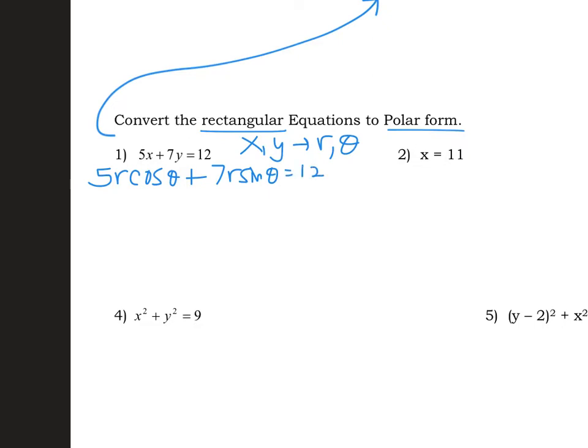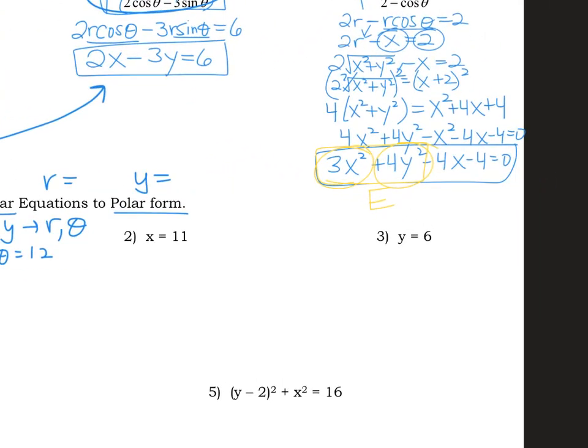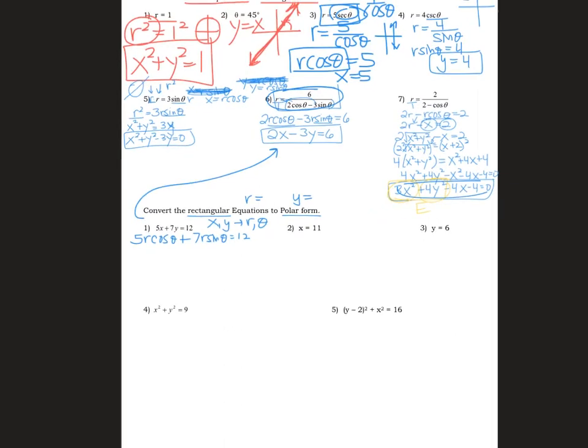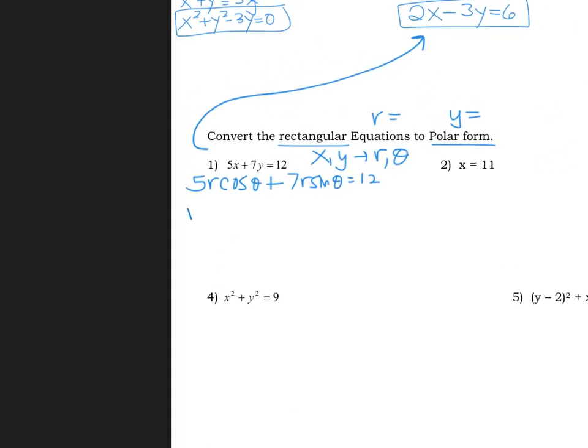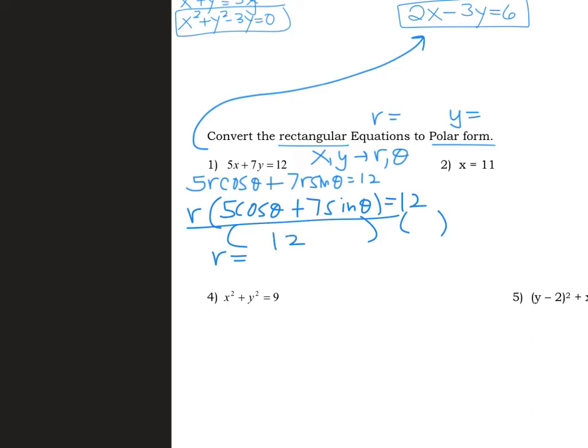When we're solving these polar equations, we want to solve for r most of the time, just like when we're solving an equation, we usually have y equals, unless it's super complicated, then you don't want to solve for y, you want to leave it. So let's solve for r by factoring an r out. And then let's divide by this whole thing to solve for r, and that's it. So r equals 12 over 5 cosine theta plus 7 sine theta.